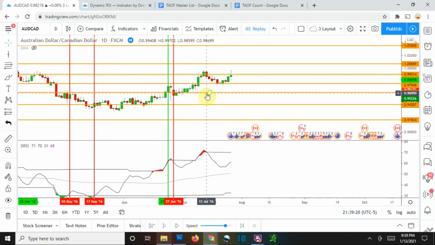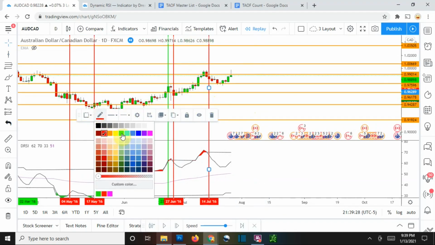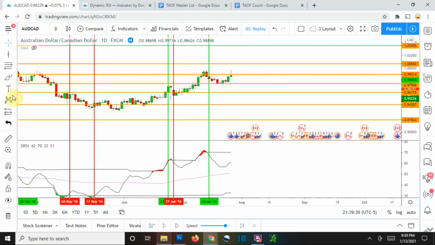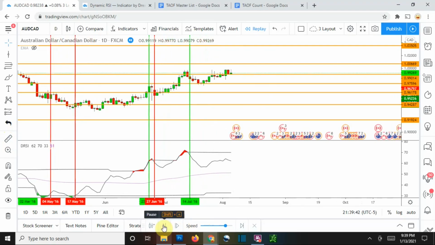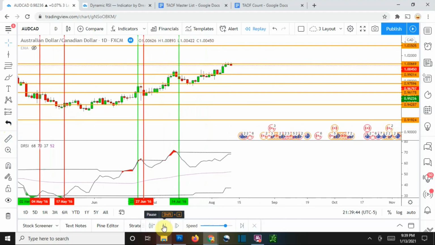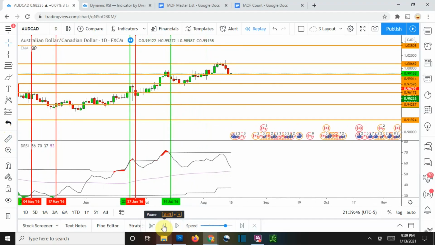So it didn't get quite as high before it started to reject, but it did reject nonetheless, and got us to take profit, it appears. Yep, 99 pips. Got 99 problems. All right, keep moving along here.